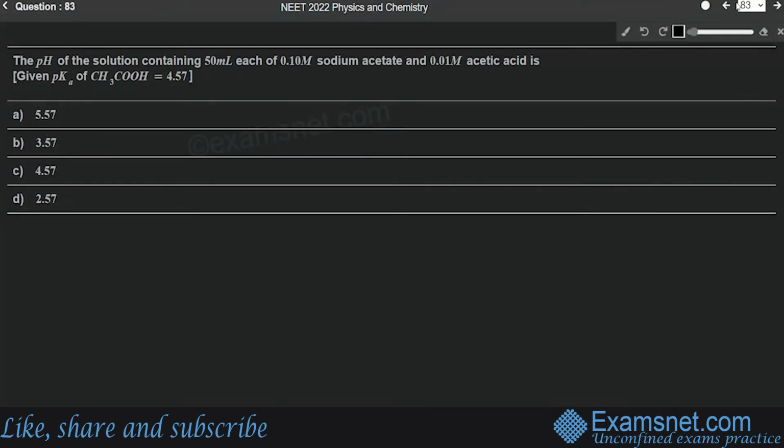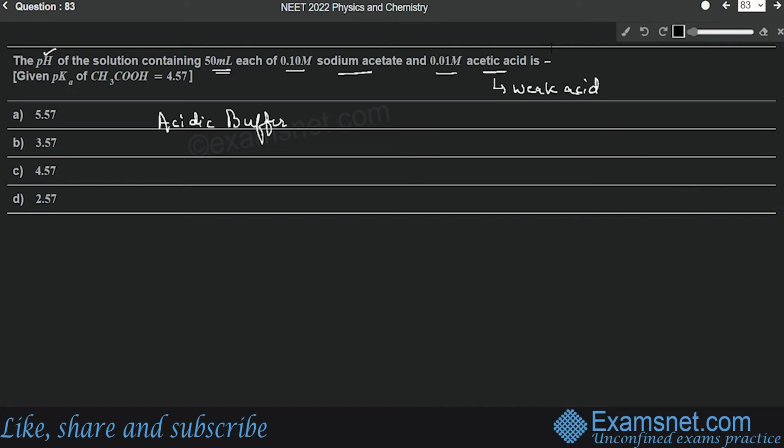Question number 83 is from the chapter Equilibrium, and the question is: the pH of the solution containing 50 ml each of 0.10 molar sodium acetate and 0.01 molar acetic acid is. Okay, so we have to find the pH of this solution. As we can see, acetic acid is a weak acid, so this is a mixture of a weak acid and a salt of its conjugate base. That means this is an acidic buffer, right?